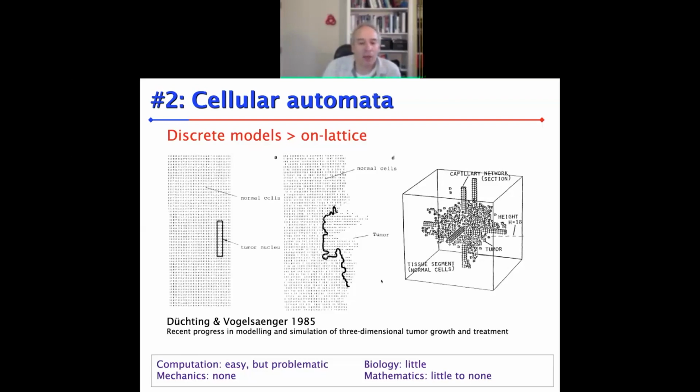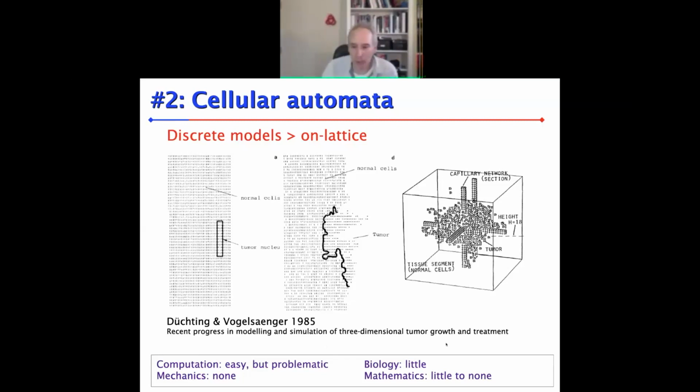They were good. They were easy to do, but as soon as you play this type of game, you have a lot of problems. The type of geometry that you have, for instance a cubic geometry, you would find cubic symmetry in the system and so on. There is no mechanics whatsoever. Very little biology. After all, it's the game of life. This is just a rule. And in the mathematics, essentially there is little or none.